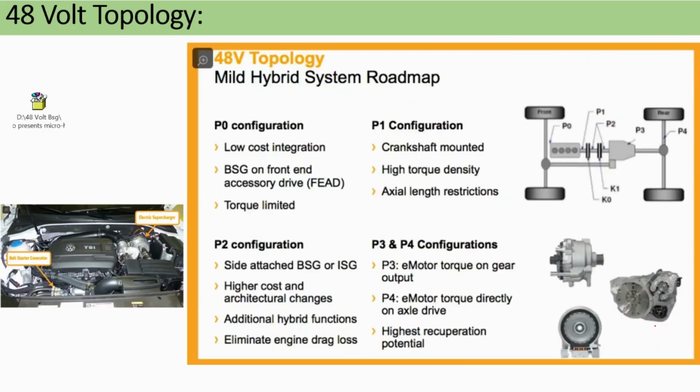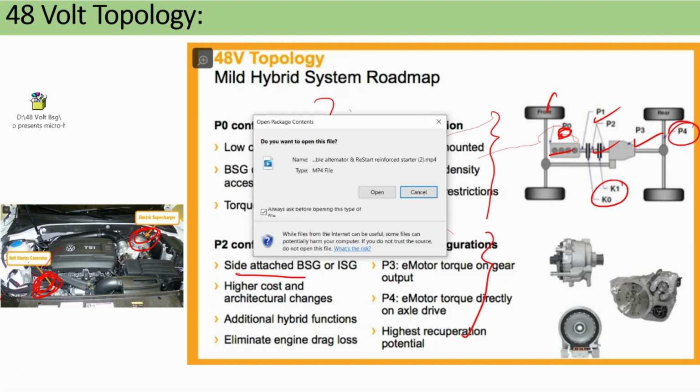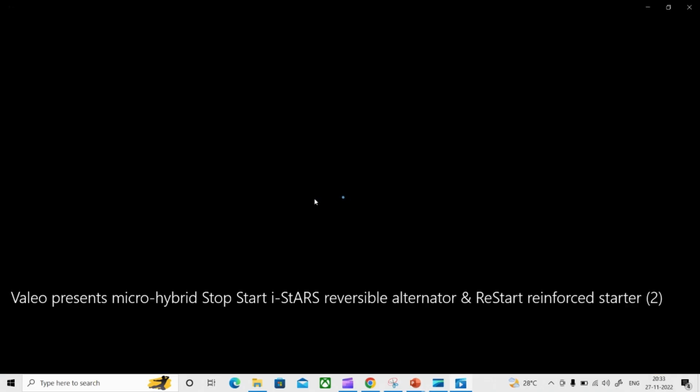Okay, moving forward. So all these things you can read. I have already explained what the positions are. This is front, this is P0, this is P1, this is P2, this is P3. This is your P4, the rear. What are the advantages and disadvantages? Here I have written, you can go through it one time. And this is your belt starter generator, and this is your electric supercharger, which we have shown. I have one video, I will just show you, then we can wind up this video.